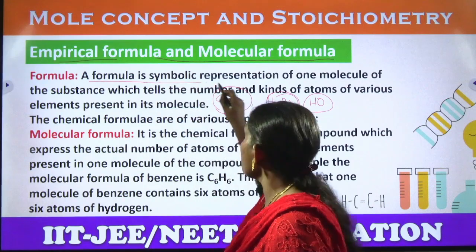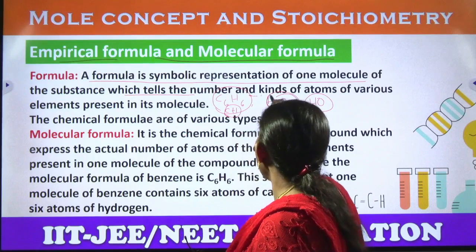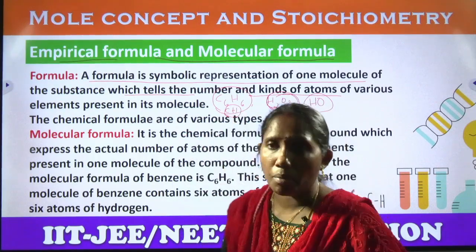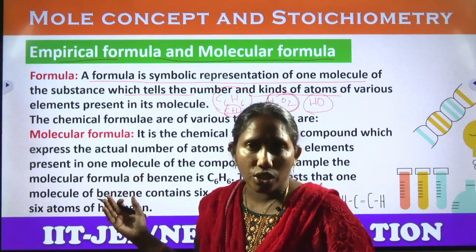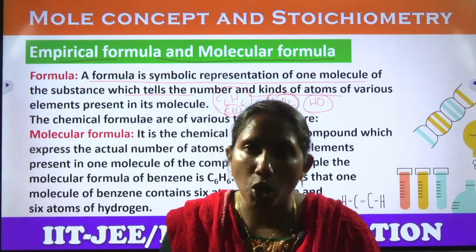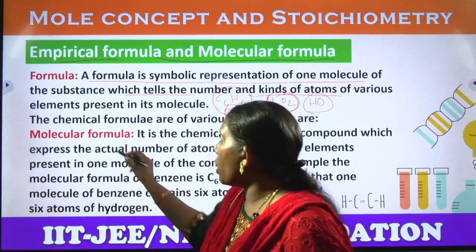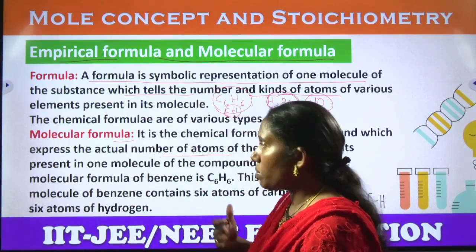A formula is a symbolic representation of one molecule of the substance, which tells the number and kinds of atoms of various elements. Simply, the definition is: the simplest number of atoms present in the molecular formula gives you the empirical formula. You can consider it like that. Molecular formula means the actual number of atoms present.